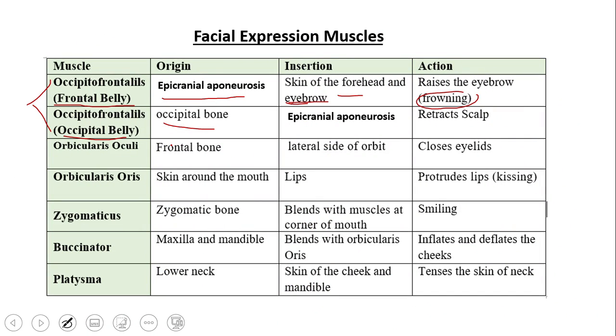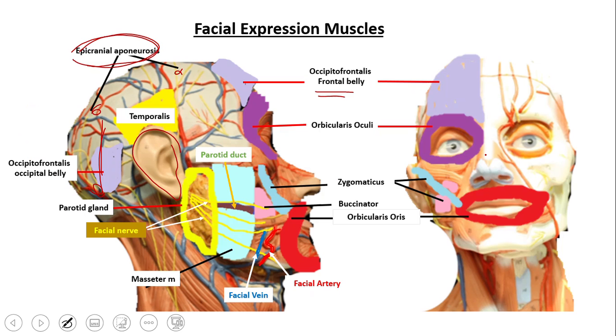Then we have the orbicularis oculi. Orbicularis means circular. Oculi means eye. So it is a circular muscle around the eye. It originates from the frontal bone, but we care more about the insertion or the distal attachment because it's what helps us to conclude the action. It is attached distally to the lateral side of the eye. So it is the one that closes your eyelids, the one responsible for the winking and the blinking actions. So here, circular muscle around the eye, orbicularis oculi.